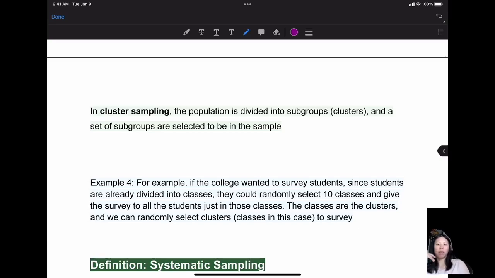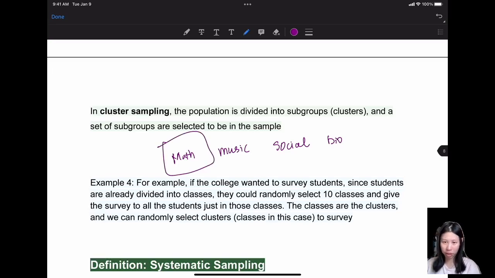So let's use the same example that we have. Let's say SPSCC only has 4 departments: the math department, music department, social study department, and the biology department. And cluster means you only pick maybe just 2 classes, which is the students from the math classes and students from the social study classes, and you survey every student from this group. So this is called cluster sampling.